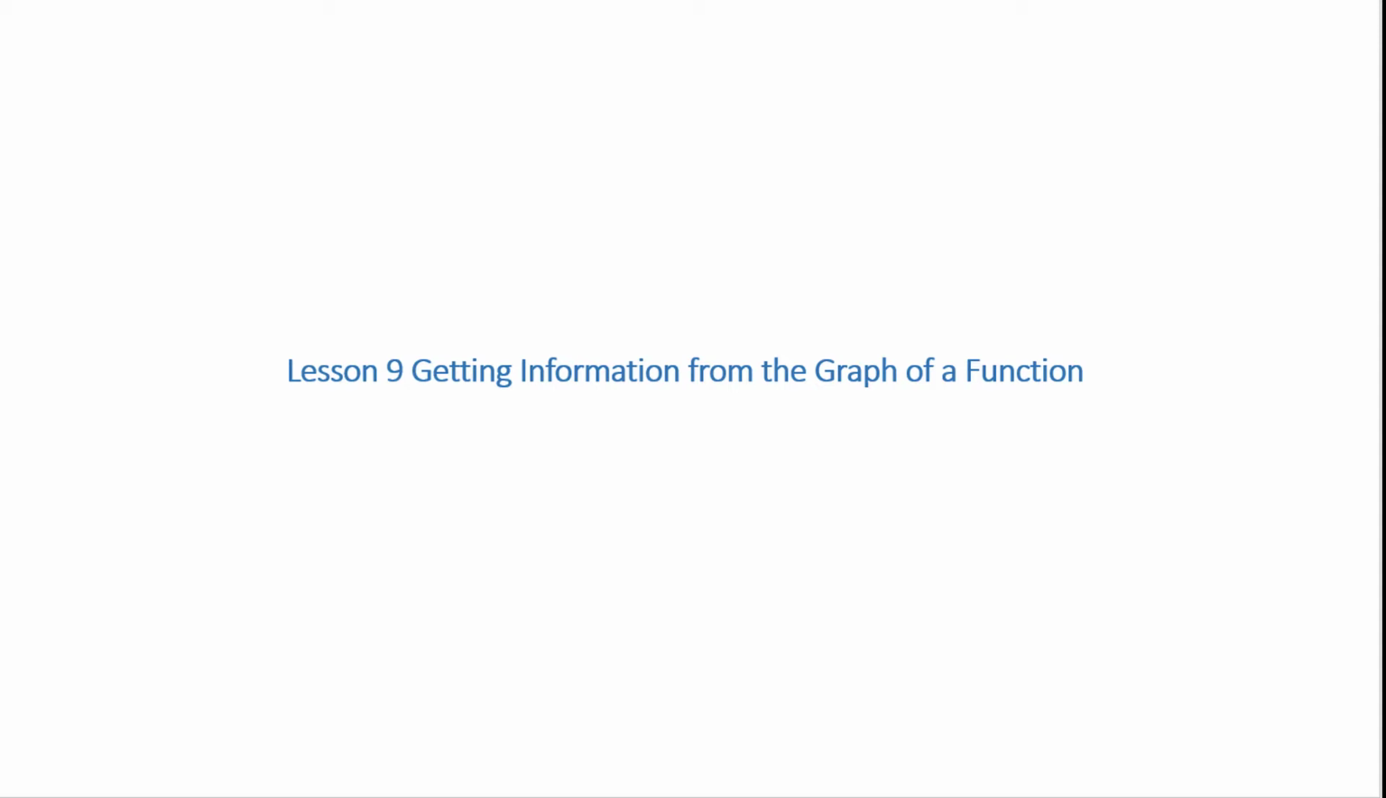This lesson is titled Getting Information from the Graph of a Function. Many properties of a function are more easily obtained from a graph than from the rule that describes the function. In this lesson, we will use the graph to determine some of those properties.